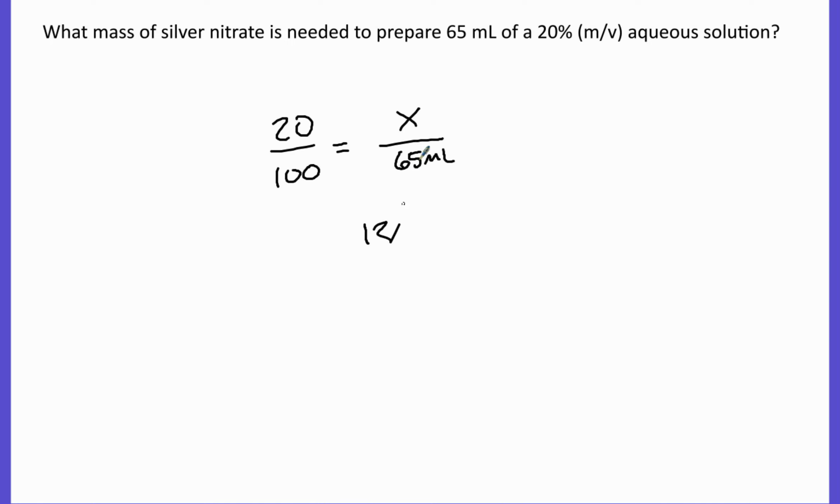So, assuming I have two sig figs, which it said at 20%, with 20 only has one sig fig, so I'm going to have to round this. So I'm going to have a 10-gram mass of silver nitrate that I need to dissolve in this solution. So 10 grams, dissolve it so that there's 65 milliliters of solution, and you're going to have a 20% mass volume silver nitrate solution. So that's how I'd work that problem out.